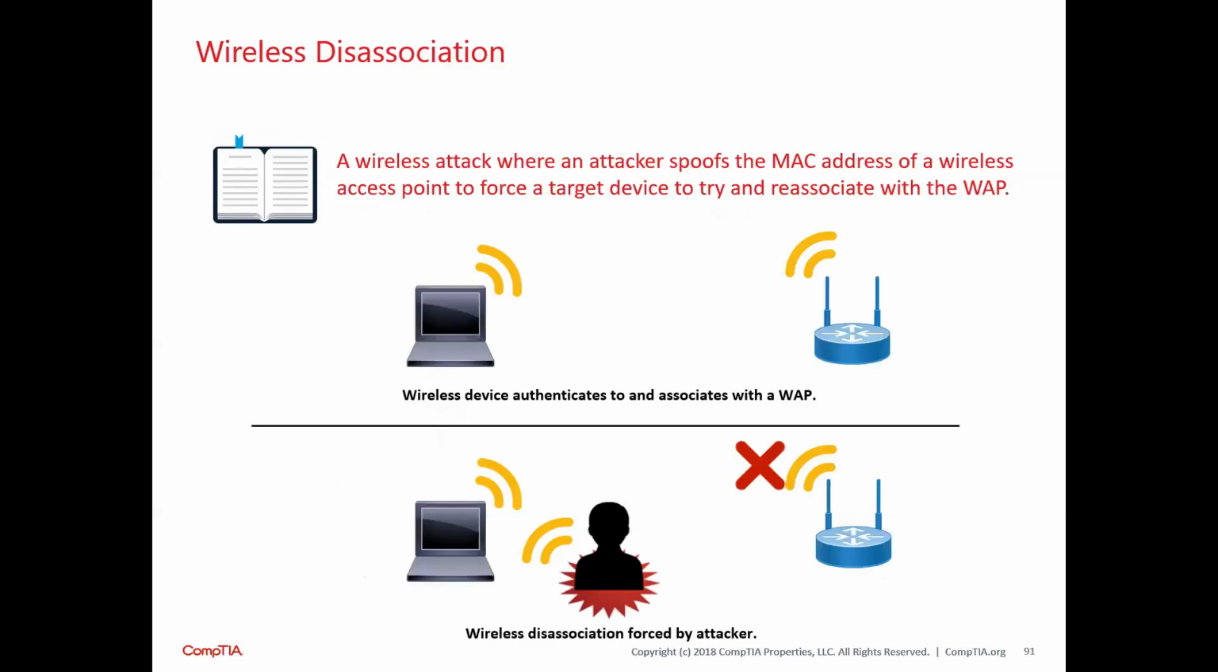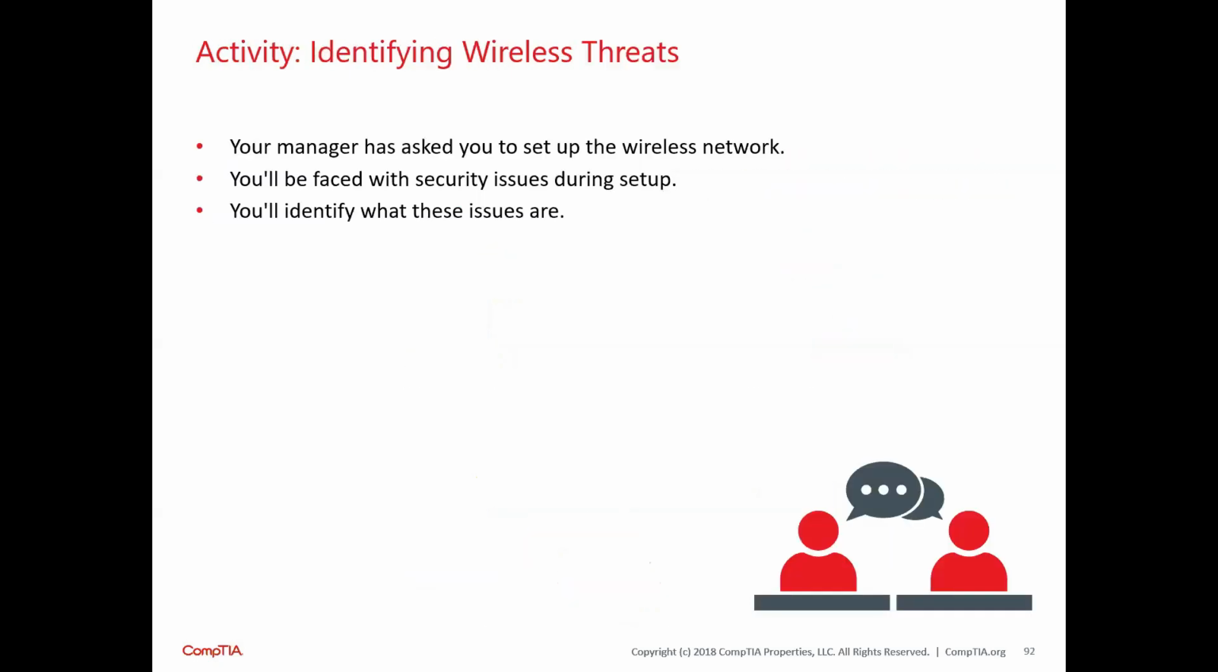So this is another type of wireless attack, disassociation, where the attacker spoofs the MAC address. This can also be easily done by utilizing tools such as Aircrack-ng. And for the activity, you should also try to identify different types of wireless threats.